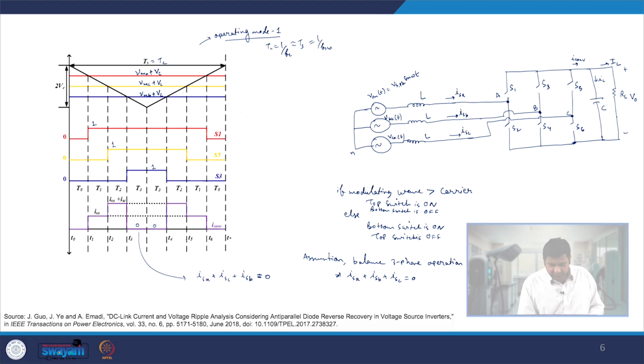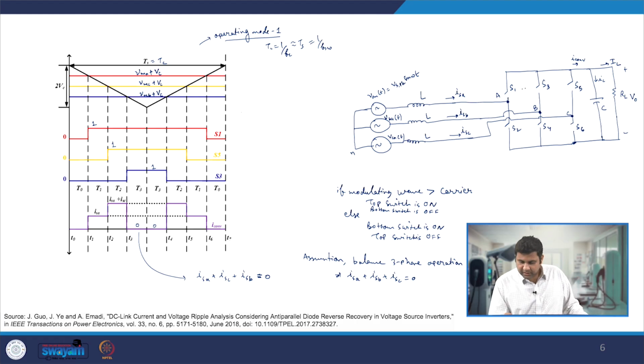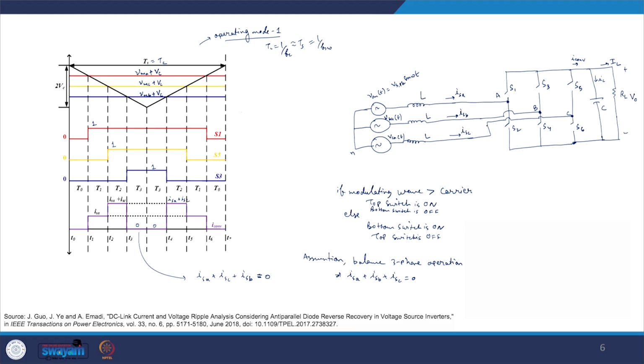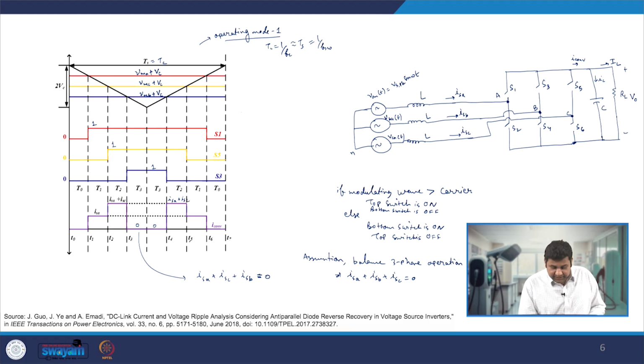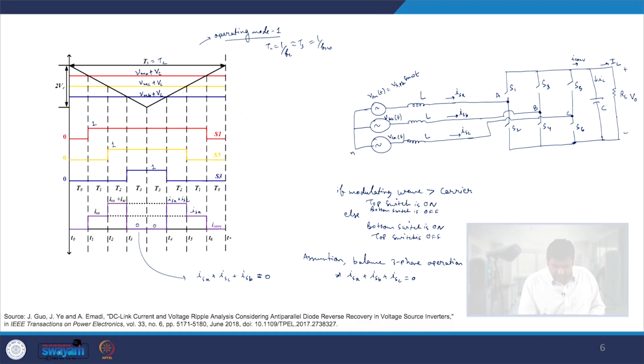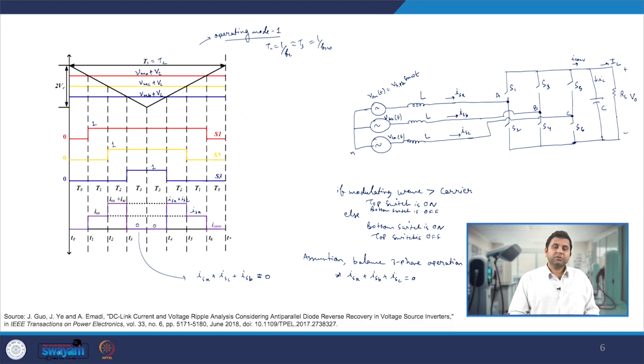From T4 to T5, my S1 and S5 are on, so my I converter current is nothing but ISA plus ISC. Then between T5 and T6 only S1 is on, so it is nothing but ISA. And finally between T6 and T7, since all the top switches are off and the bottom ones are on, there is no current going to the I converter, and the I converter current is equal to 0.